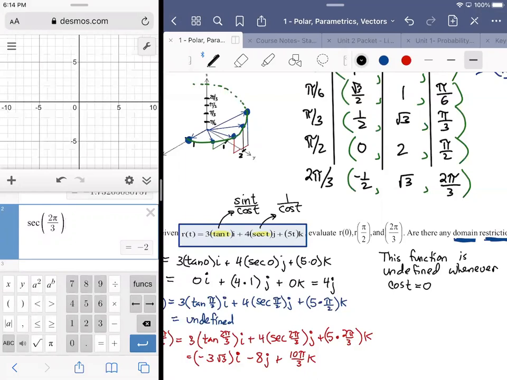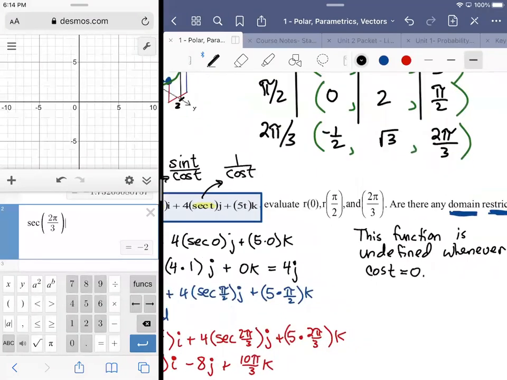So things like that. All right, so this function is undefined whenever cosine of t is equal to 0. But if it were as simple as that, math wouldn't be as complicated as it is. We have to state under what circumstances cosine of t is equal to 0.